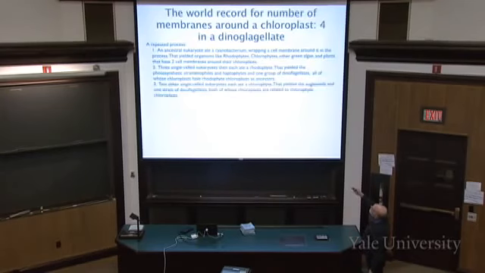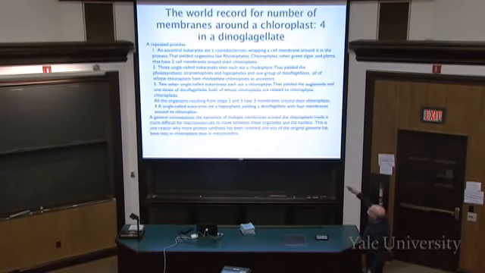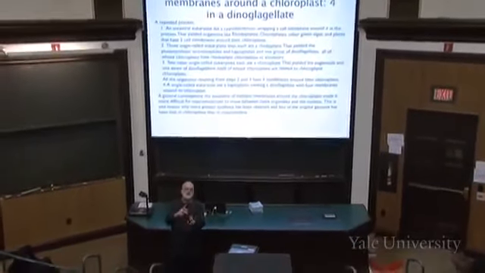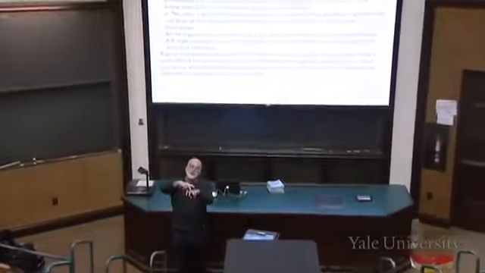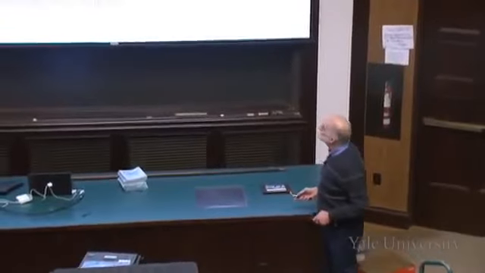So I won't run through all of this. You can read through it if you want. Basically, what's going on here is the world record for membranes around a chloroplast is 4. It's in a dinoflagellate. And what's going on here is that one thing eats a cyanobacterium, and that makes a chloroplast that has the outer membrane of the cyanobacterium and the outer membrane of the cell that ate it wrapped around it. So that makes 2. And then it happens 2 more times. And so the world record for this is in a dinoflagellate, okay?